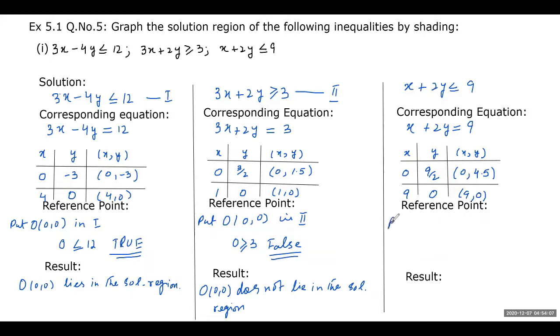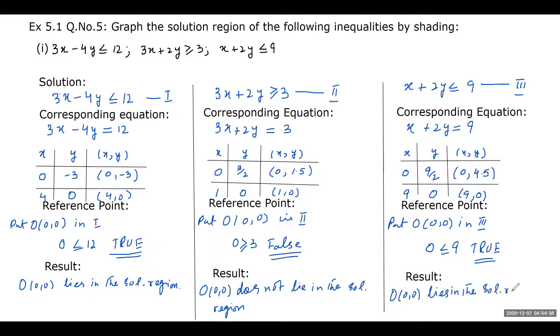We go for the reference point. Put the origin (0, 0) in this inequality, number 3. So we get 0 plus 0, that is 0 is less than or equal to 9, which is a true sentence. Result, the origin satisfies this inequality, and we may write the origin lies in the solution region. Now we are going to plot all these inequalities on the graph paper.